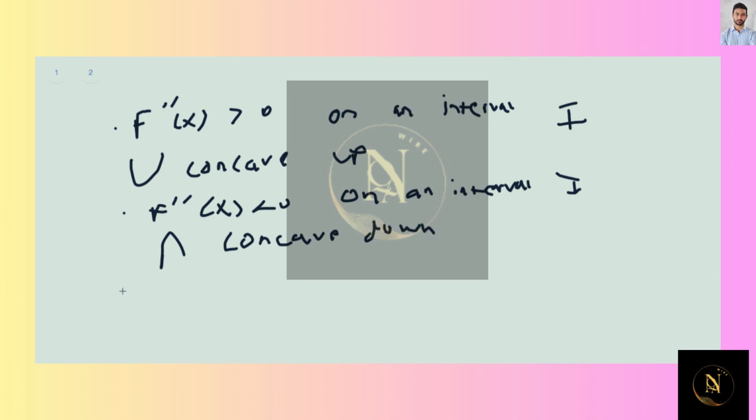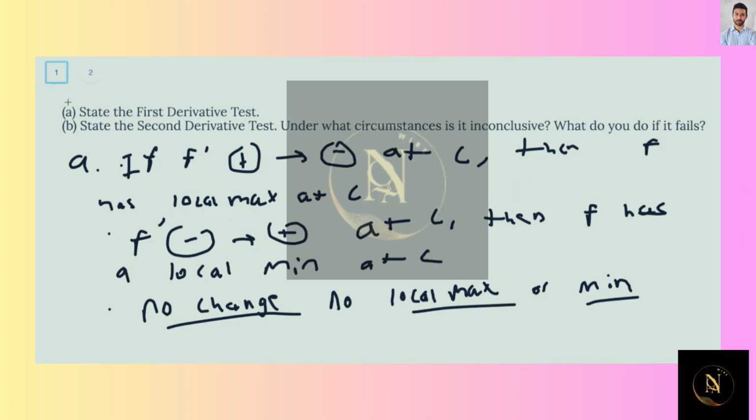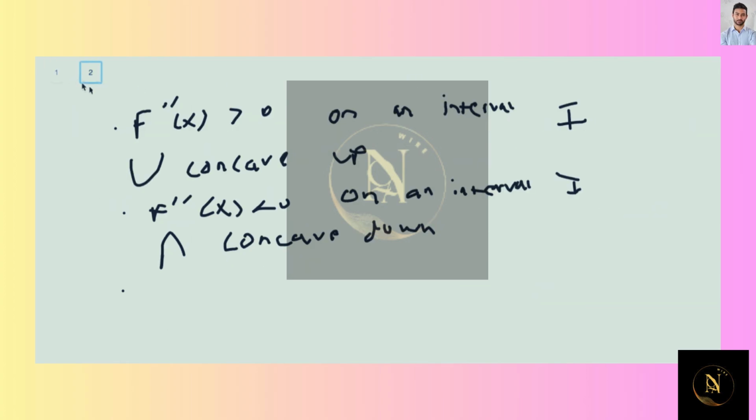And then the last part of the question asks us, under what circumstances is it inconclusive? And what do you do if it fails? Well, it is inconclusive when f double prime of x is equal to 0. We don't know if it's concave up or concave down. And then what we do is we refer to the first derivative test, because the first derivative test will always tell us what's happening.